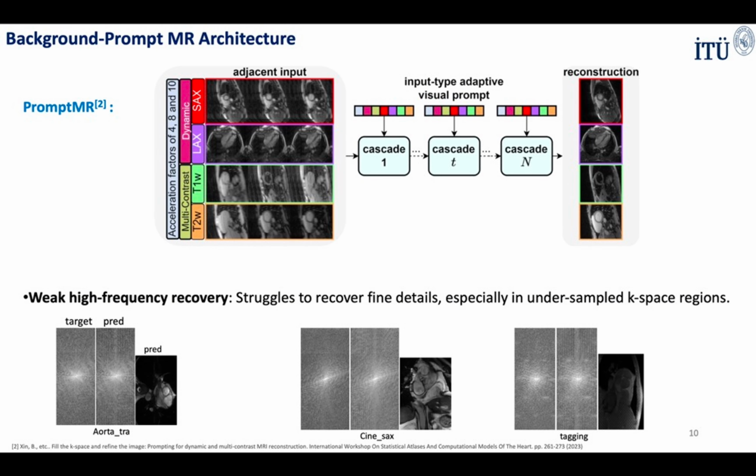One big issue with Prompt MR is that it struggles to recover the high-frequency information. The red boxes in the images help us see exactly where Prompt MR falls short, especially in preserving the high-frequency details we need for clear reconstructions. This lack of detail affects the overall image quality, which is super important for cardiac imaging since we need those sharp edges and fine details for accurate diagnosis.